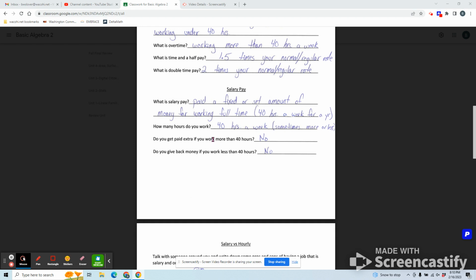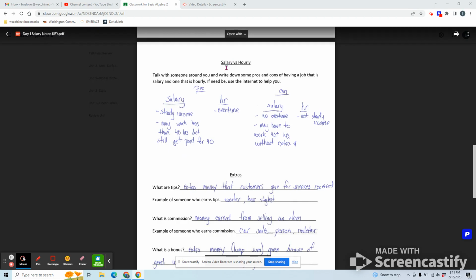Do you get paid extra if you work more than 40 hours? No. Do you have to give back money if you work less than 40 hours? No. Okay, so a salary is just a fixed income that you're going to get however often you get paid. Whether you work 40 hours, 42 hours, 38 hours, 50 hours, you get the same amount of money. Okay, that's what a salary is for.